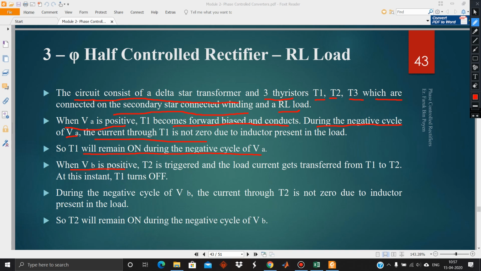When VB is positive, T2 is triggered and the load current gets transferred from T1 to T2. After some time, when the positive half cycle ends and the positive half cycle of VB has begun, T2 is triggered and the load current gets transferred from T1 to T2. So at this time T1 turns off, that means T1 is commutated. Turning off of a thyristor is known as commutation. During the negative cycle of VB, the current through T2 is not zero due to the inductor present in the load. So T2 will remain on during the negative cycle of VB for some time.